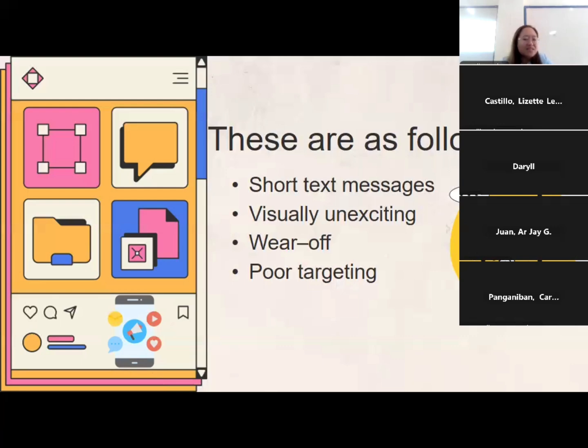And lastly, is because of poor targeting. If messages are not well targeted, they can annoy recipients and lead to low response rate. Example are travel agencies. They are sending generic vacation offers to all subscribers, leading to irritation from those who are not interested in travel. Thus, it results in lower response rate.